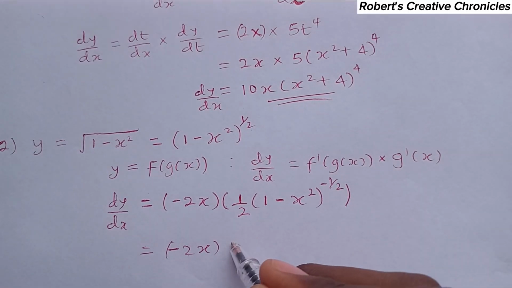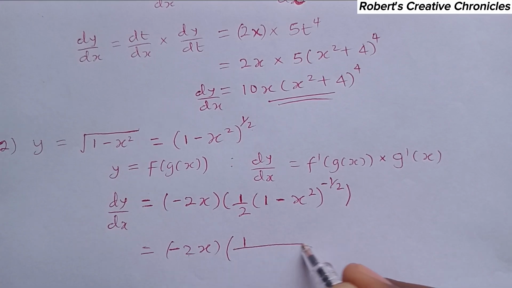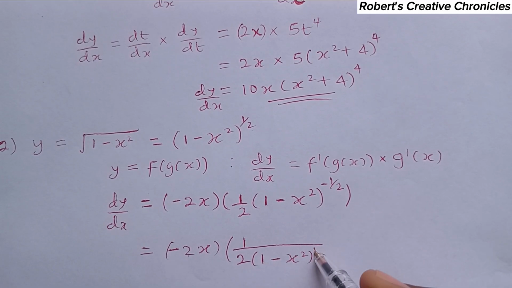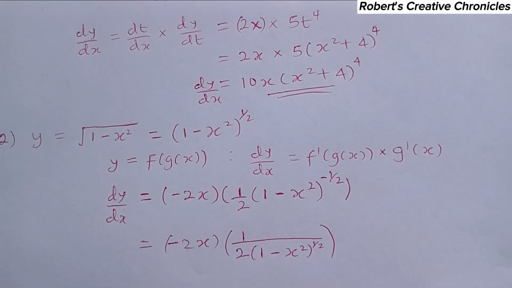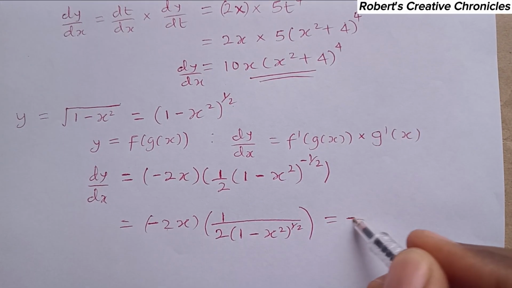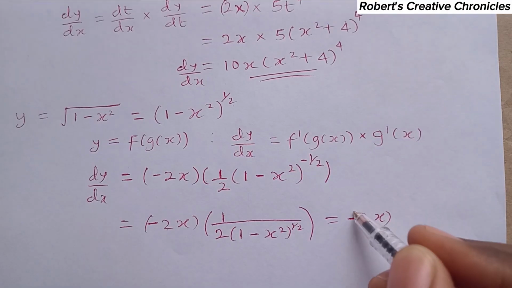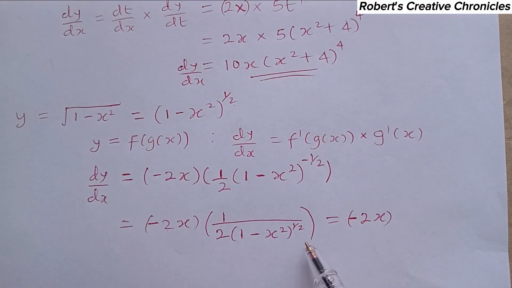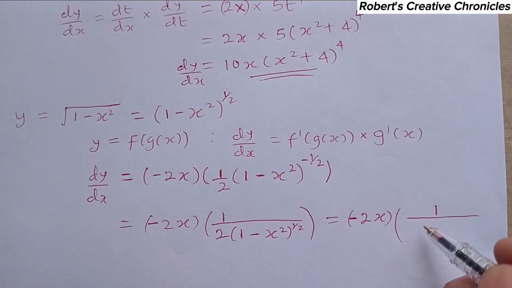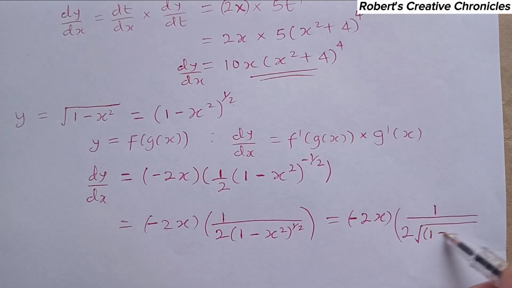So it can be expressed as raised to the power of half. Then this can also be expressed as negative 2x. This half is square root. So we'll say times 1 over 2 square root of 1 minus x squared.